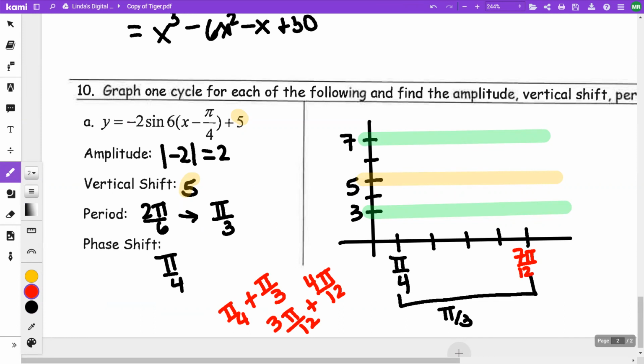And then my sine's going to start at 0. Because it's negative, it's going to go down, then back to 0, up, then back to 0. And that's our negative sine. And that's the end of this video.